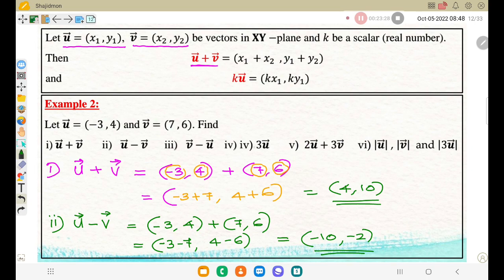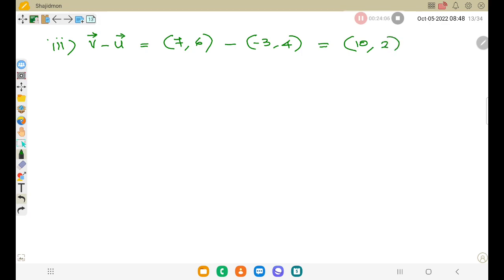Now we do v minus u and 3 times u. Sorry, before that we need to do v minus u. Third part: vector v minus vector u equals 7 comma 6 minus minus 3 comma 4. Subtraction time, be very careful. You get 7 minus minus 3, which is 7 plus 3, that is 10, and 6 minus 4, that means 2. Subtraction, correct? Now the fourth part of the question.